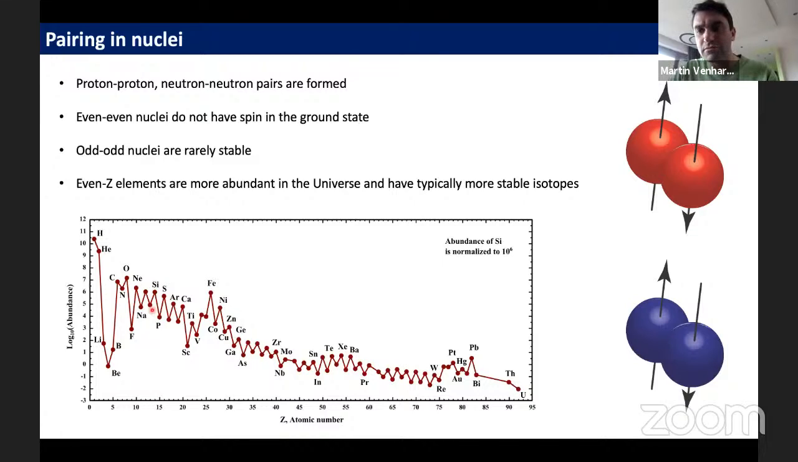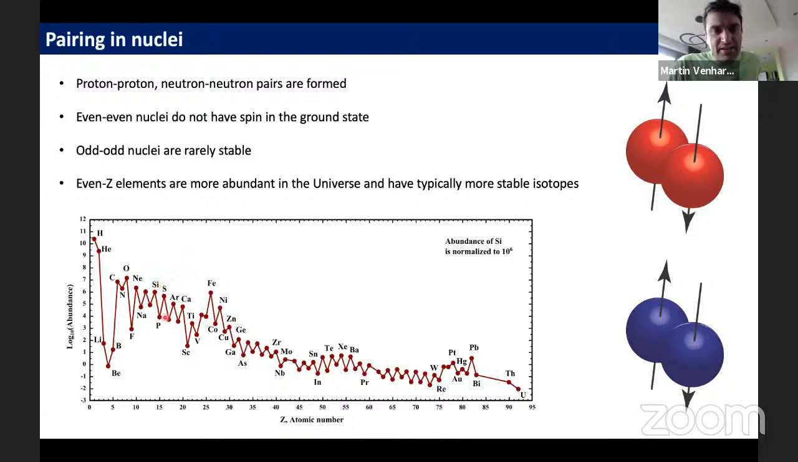Question. Akin, yes, I have a question. Even nuclei don't have spin. I don't know any quantum object which exists without spin. How to understand it? It's zero spin. Spin is zero. Okay, they have spin, but it's zero. Yeah, I should call it zero spin.